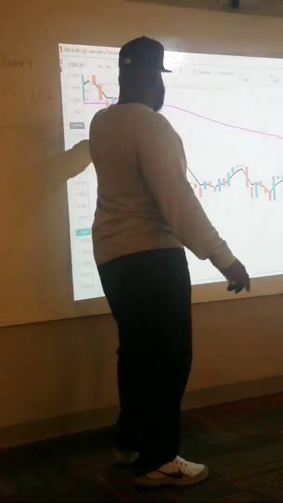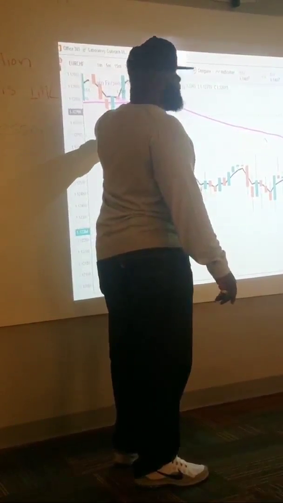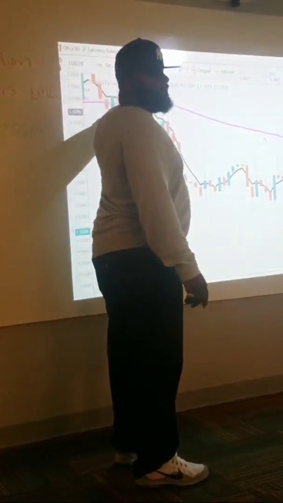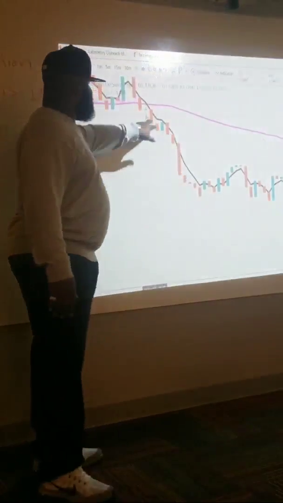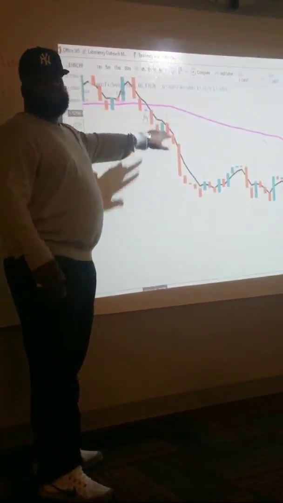All right, you good. This right here candle let me know that it wasn't strong enough to push back up here. Because anytime you see a candle like this, which is a doji, yes.